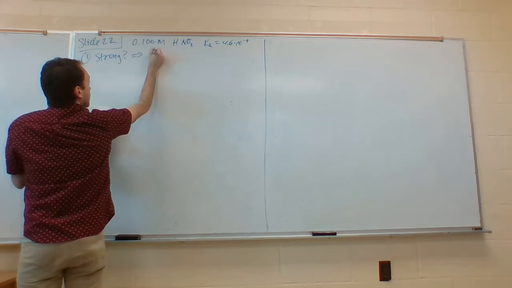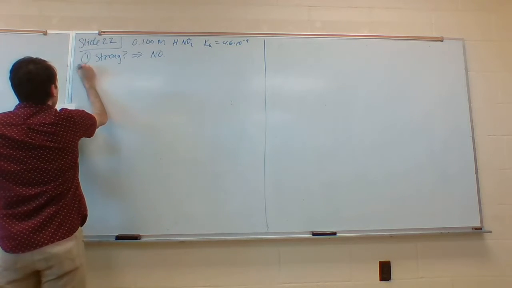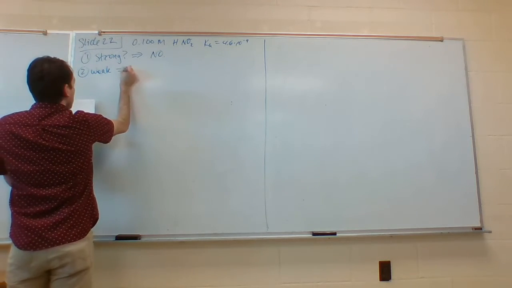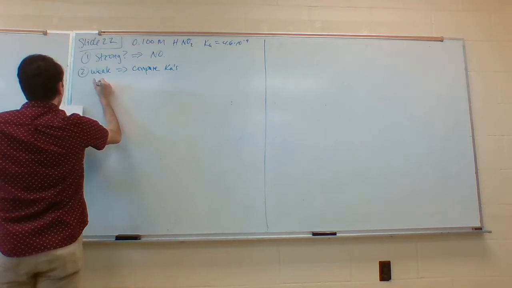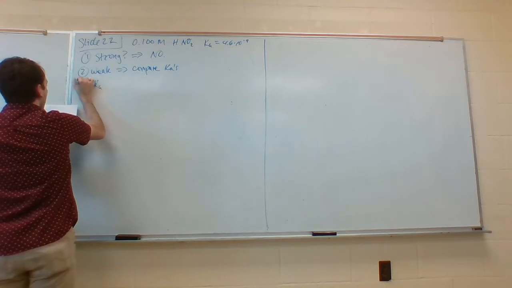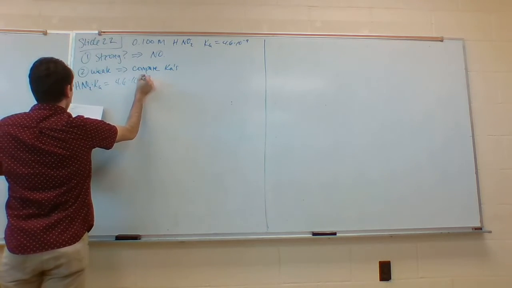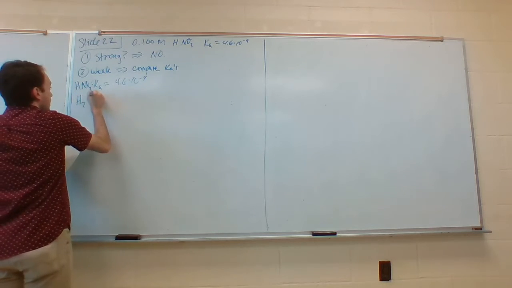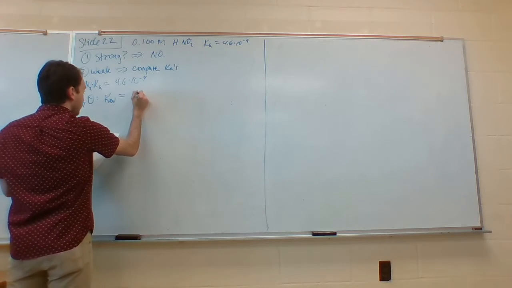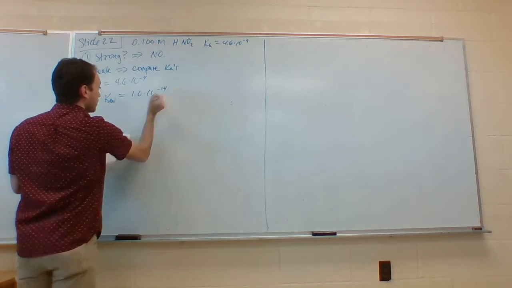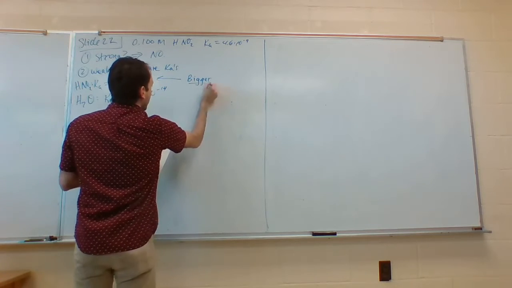And the answer is no, it's not a strong acid. Okay, so that means it's a weak acid. Since it's weak, we're going to compare our Kas, right? We know that the Ka for HNO2 is equal to 4.6 times 10 to the negative fourth. And we know that our Ka for H2O, or our Kw rather, the dissociation for water, is equal to 1.0 times 10 to the negative 14th. Okay, this one is bigger, right?